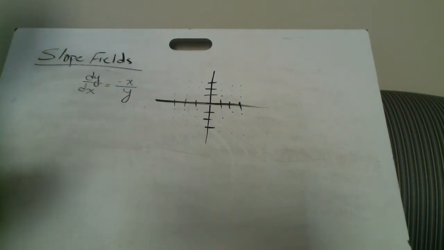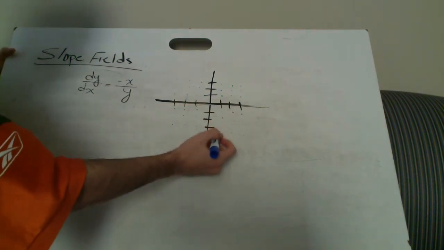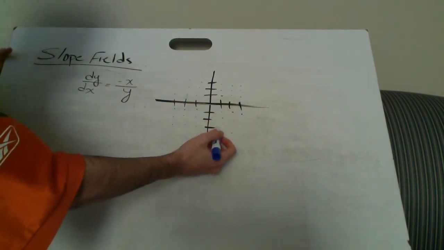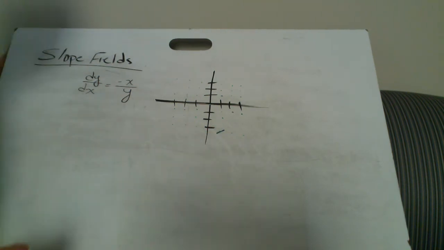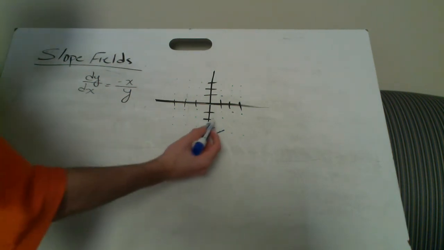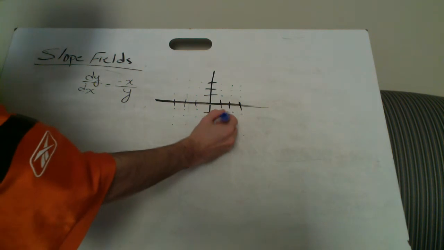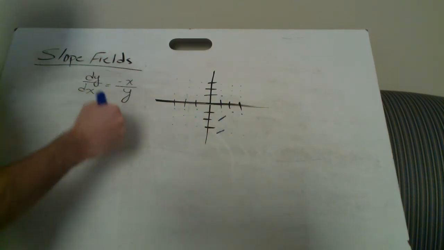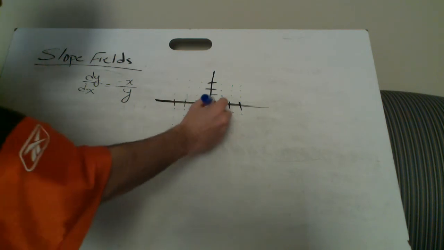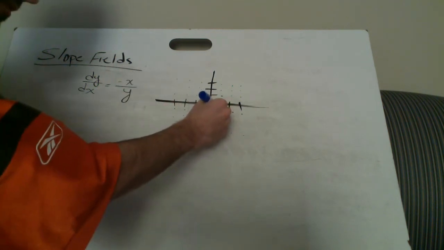So if x is 1, let's fill that out. So when x is 1, if y is negative 3, I'll get 1 over negative 3, which is 1/3. So a very slight slope, slight positive. If y is negative 2 when x is 1, I'll get negative 1/2. So again, very slight and positive. If y is negative 1 when x is 1, I'll get a slope of 1.